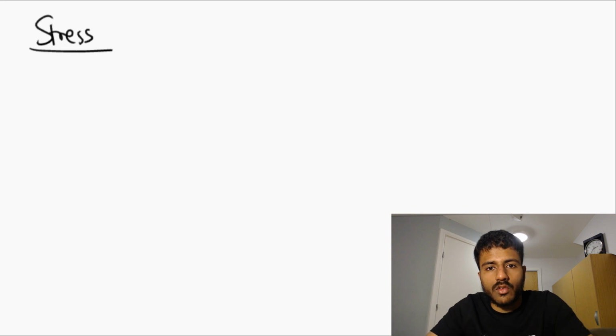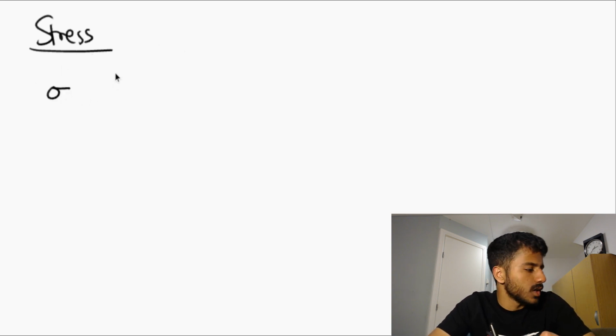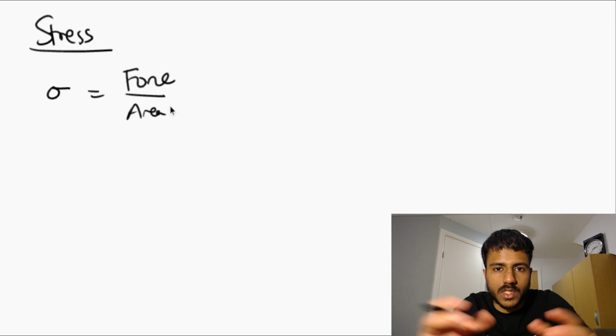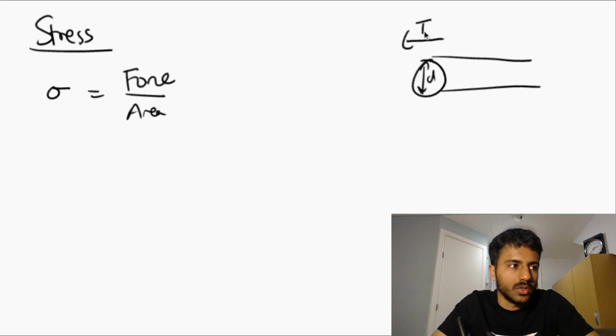So today we're going to be covering a few concepts that you may not have come across before. The first one is stress, and it's denoted by this sigma, which is a Greek letter, and this is given by the force over the area exerted on a particular material. So let's say you had this material of thickness d, and some force of, let's say, T was applied to it for tension.